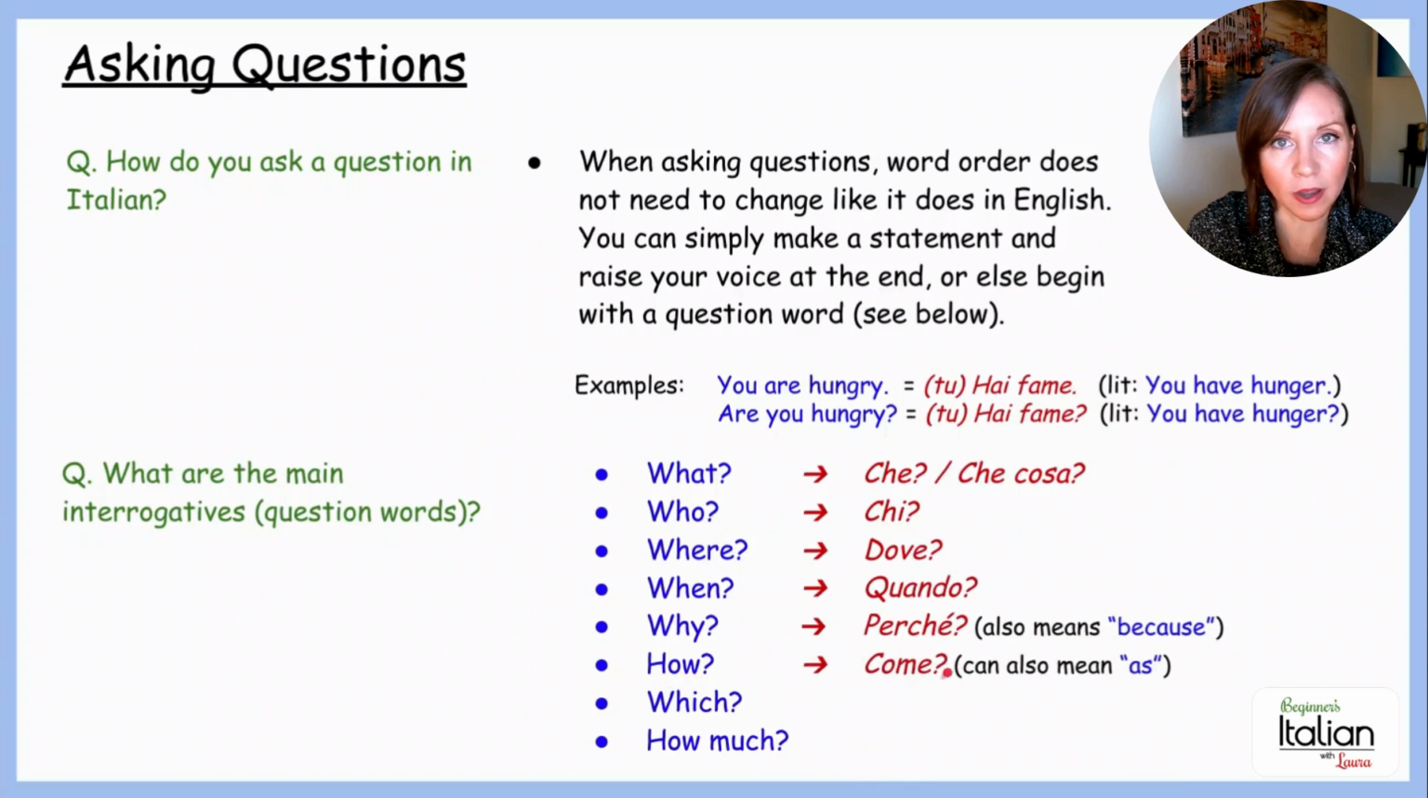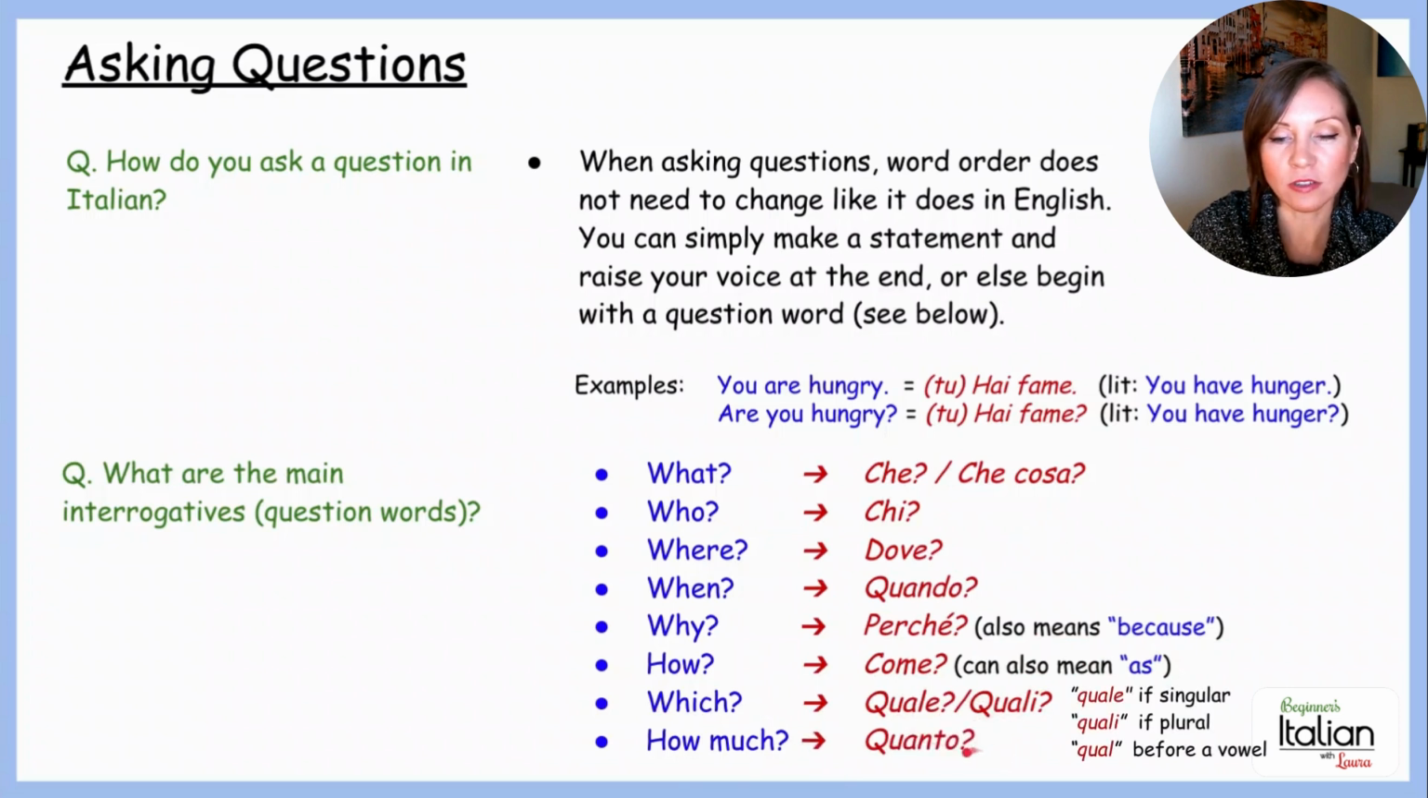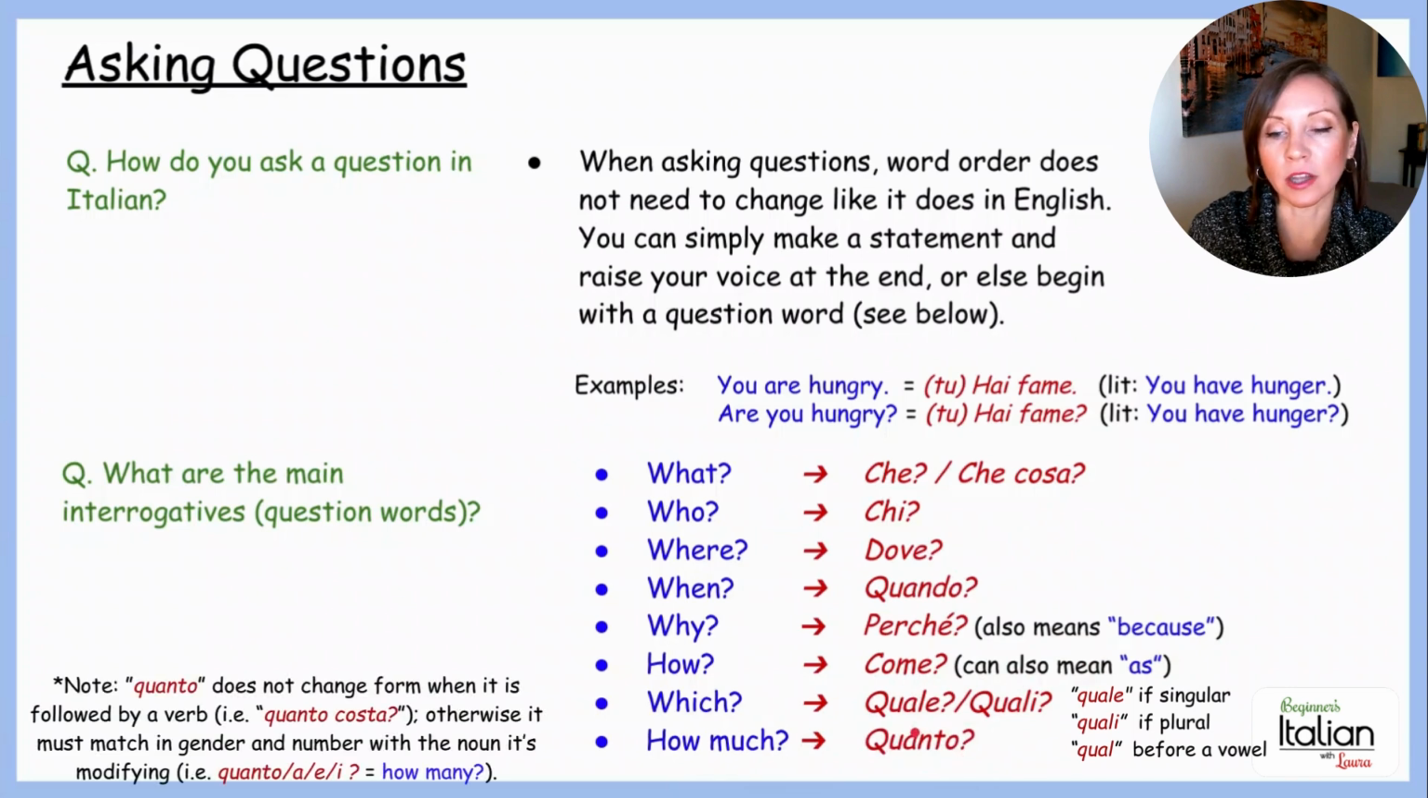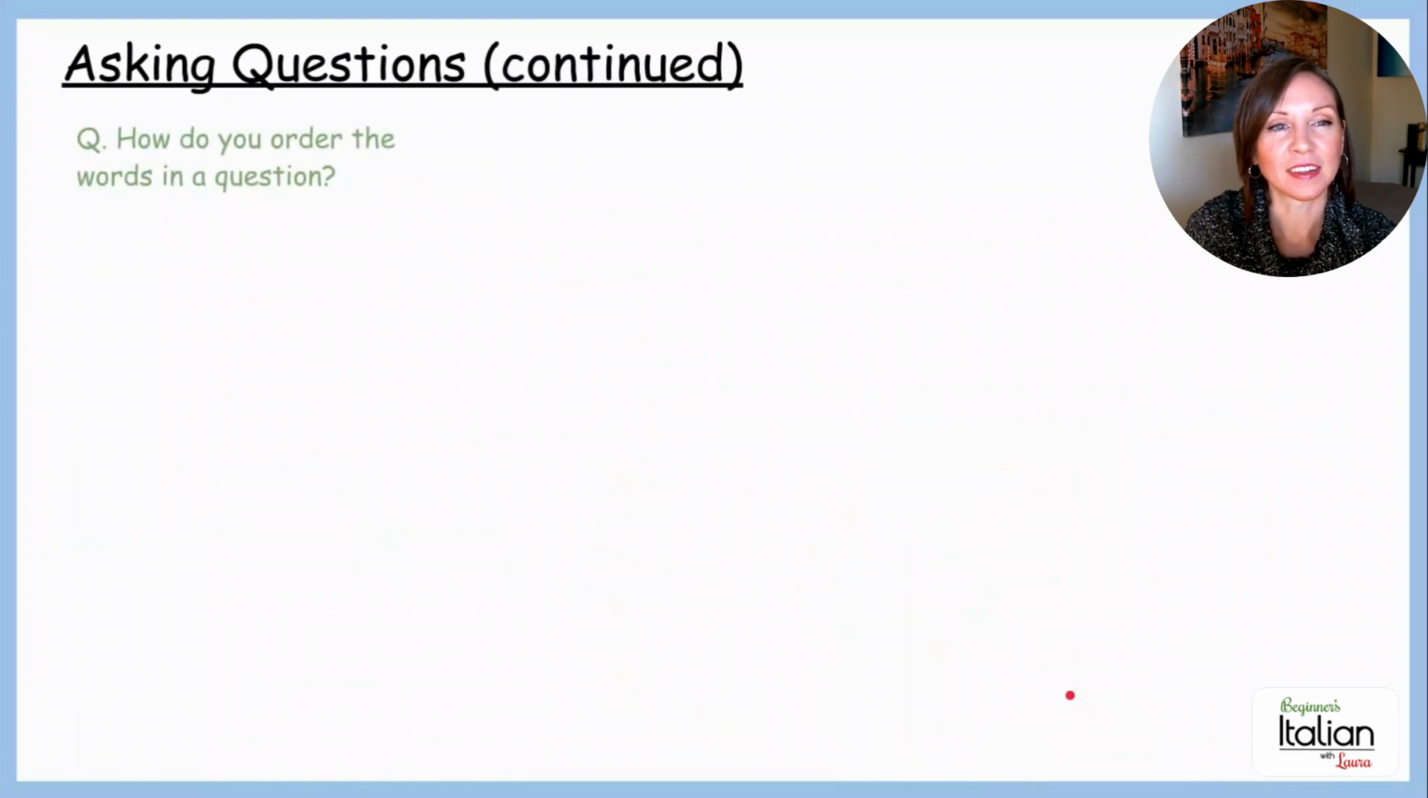How, come, and this can also mean as. So come can mean as or how, depending on context. Which, you can say quale or quali. And how much? Quanto, if you want to say like quanto costa, how much does it cost? Quanto costa. Okay, let's go on.